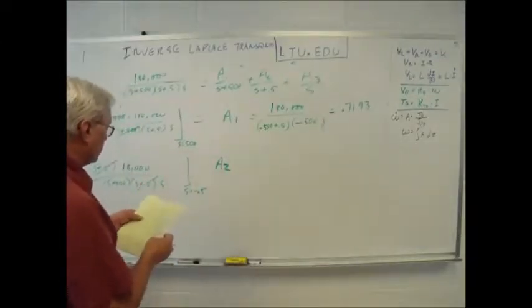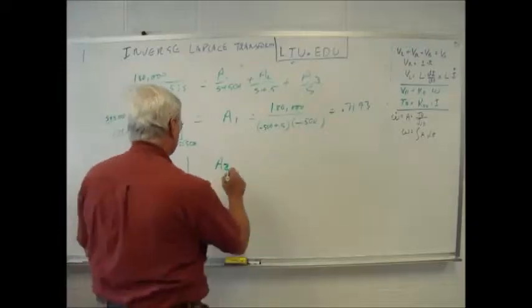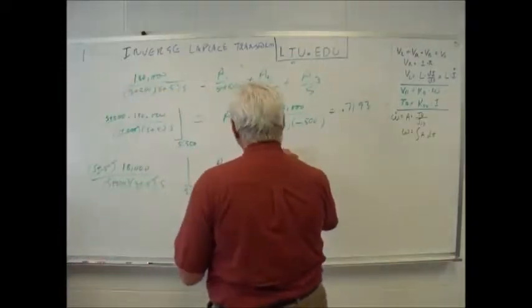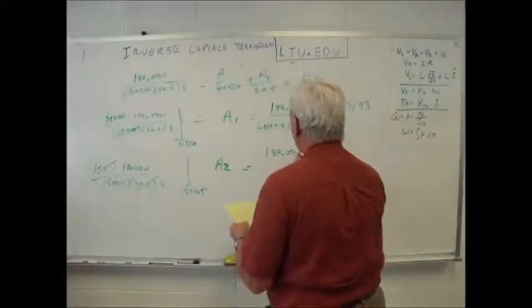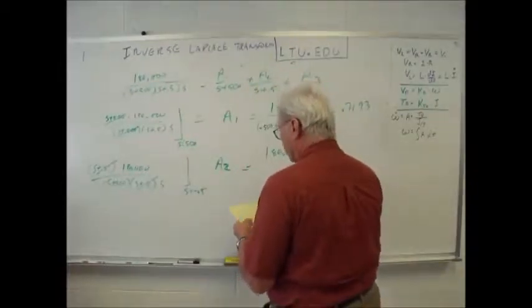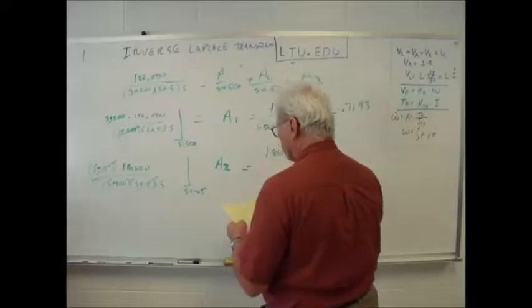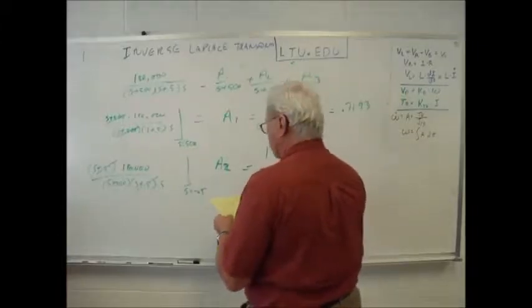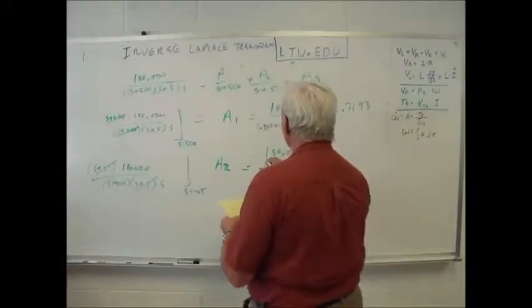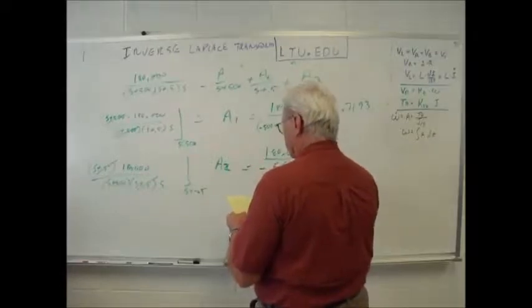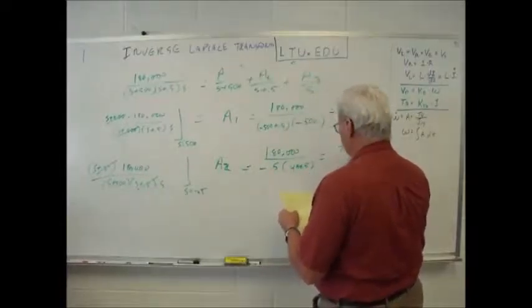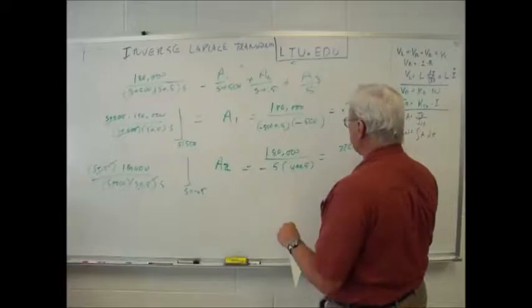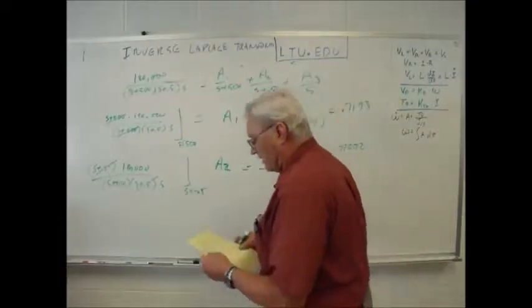And I get 180,000 over minus 0.5 times 499.5 equals 720.72. That is my A2.